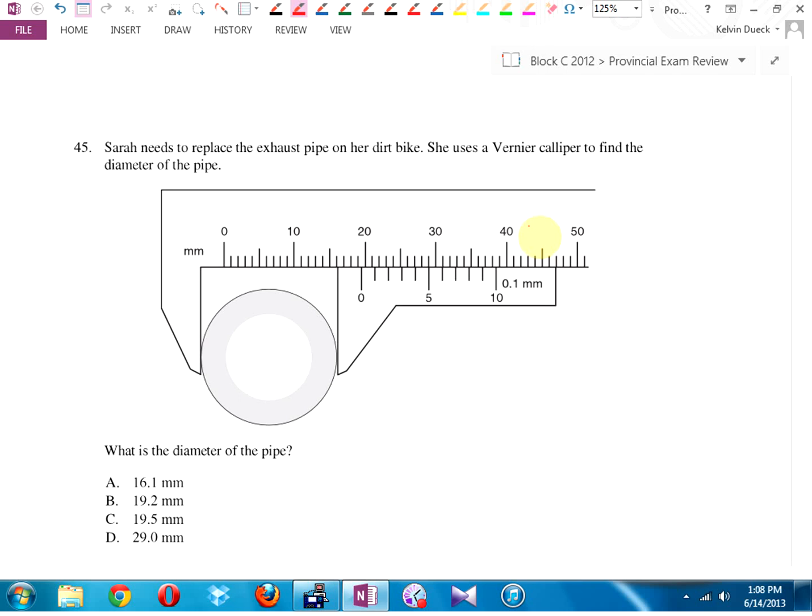Sarah needs to replace the exhaust pipe on her dirt bike, it says. She uses a Vernier caliper to find the diameter of the pipe. Now, how on earth do you read this thing here? Anybody use a Vernier caliper before? Just read across. No, actually, it's trickier than that.